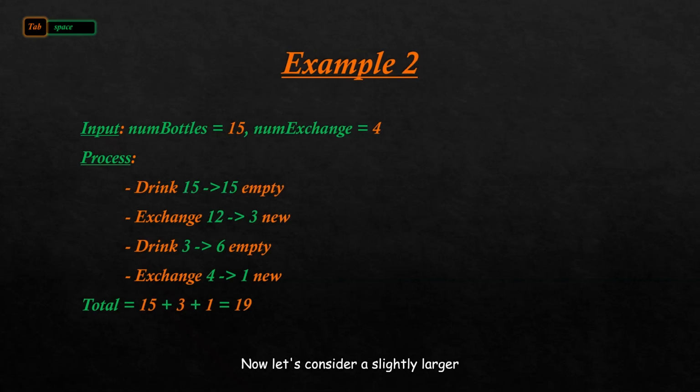Now let's consider a slightly larger example. We start with 15 full bottles and this time we need 4 empties for one new bottle. After drinking 15, we have 15 empties. With this, we can make 3 exchanges, giving us 3 more bottles. After drinking those 3, we now have 3 new empties plus the leftover 3 from before, making 6 empties. From these 6, we can exchange 4 for one more full bottle. That brings our total to 19 bottles. Once no more exchanges are possible, the cycle ends.